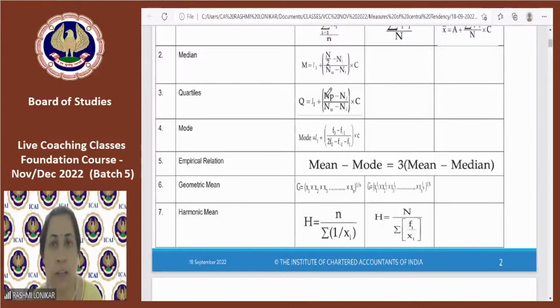For quartiles, the same procedure happens. Here the NP is depending on the quartile. If it is Q1, we write down n by 4. If it is Q3, we write down 3n by 4. Okay. So that is the difference over here.